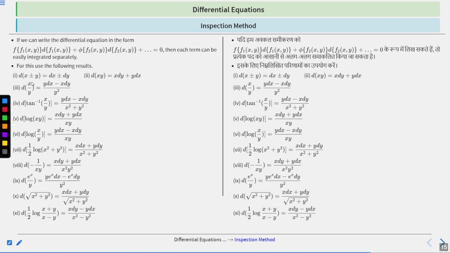d of (x plus minus y) can be written as dx plus minus dy, and d of xy can be written as x dy plus y dx. Next, d of x by y can be written as (y dx minus x dy) upon y square, and d of tan inverse x by y is (y dx minus x dy) upon (x square plus y square). Next, d of log xy can be written as (x dy plus y dx) upon xy. d of log x by y can be written as (y dx minus x dy) upon xy. And next, d of 1 by 2 log (x square plus y square) can be written as (x dx plus y dy) upon (x square plus y square).